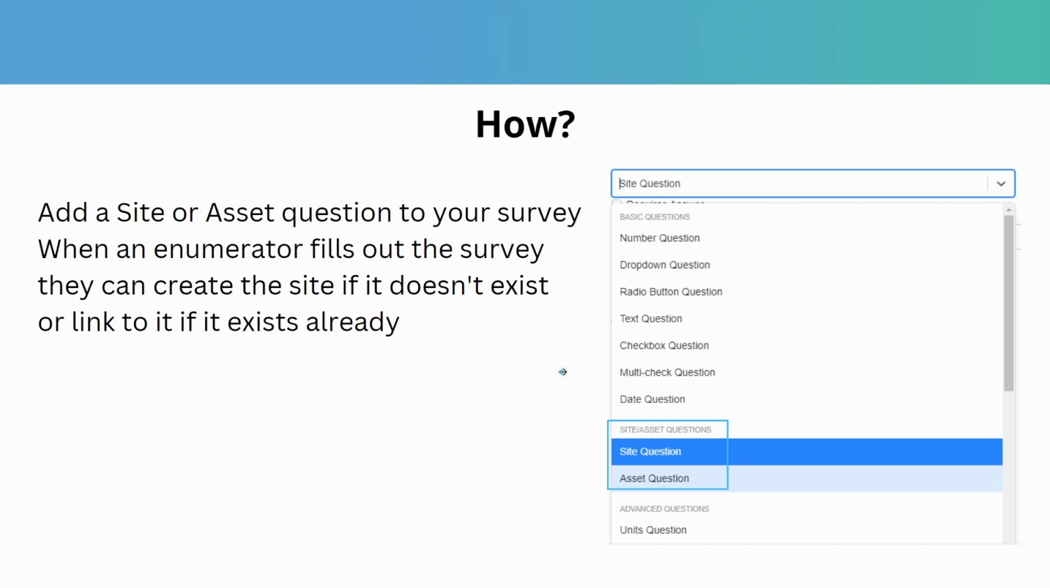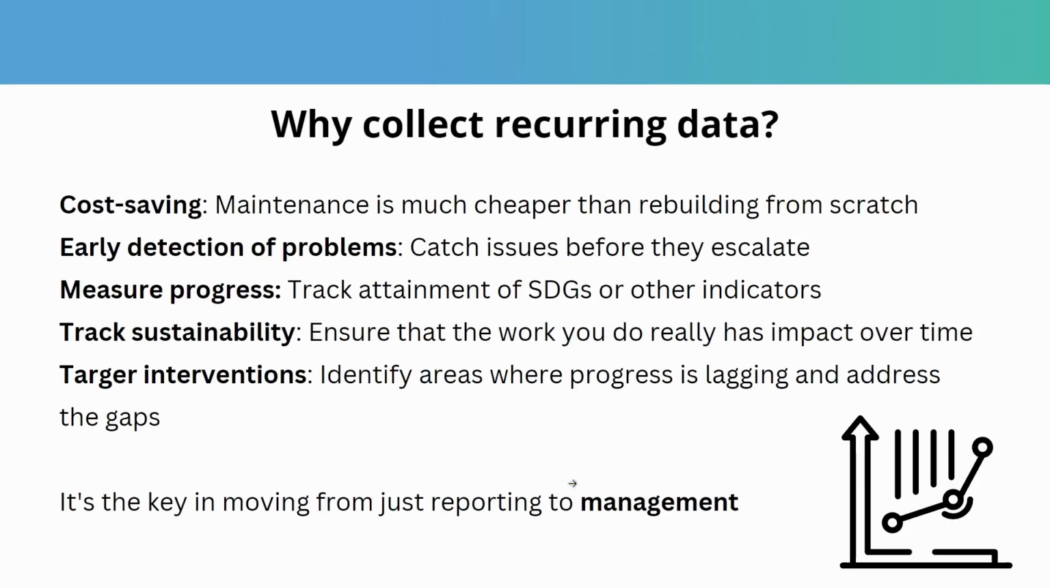How do you do this link? We'll go through some live examples in a moment, but the basic idea is to add a site or asset question into your survey as you design it. So when an enumerator fills out the survey, they can create the site if it doesn't exist already, or link to it if it does. So you'll see when you add questions to your survey that after the basic questions, you'll have site and asset question options. We'll look at that in live examples.